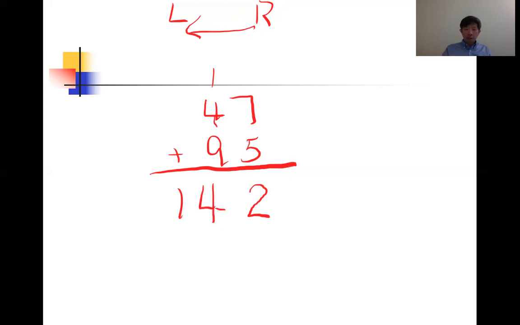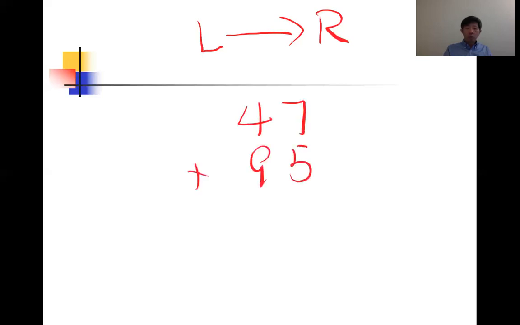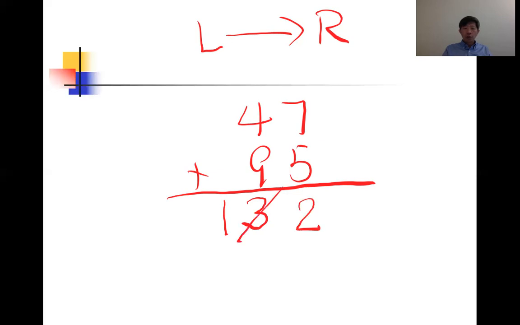Now, the traditional way we are doing is from right to left. What about left to right? Can we do the problem this way? Yes, we can. 4 plus 9, how many? 13, so put on 13 there, right? Next, 7 plus 5, how many? Which is equal to 12. So 12, we'll put on 2 there and cross this out, make it a 4. 142, right?